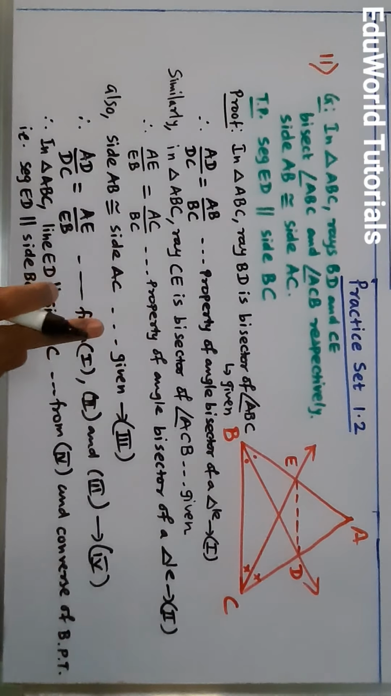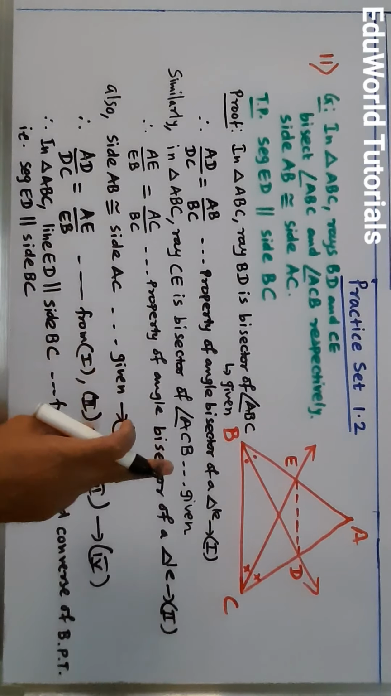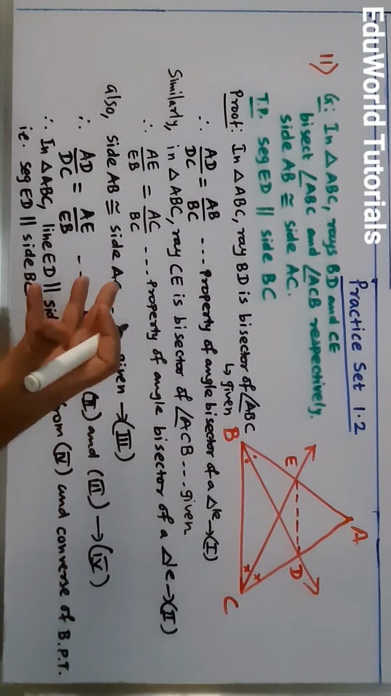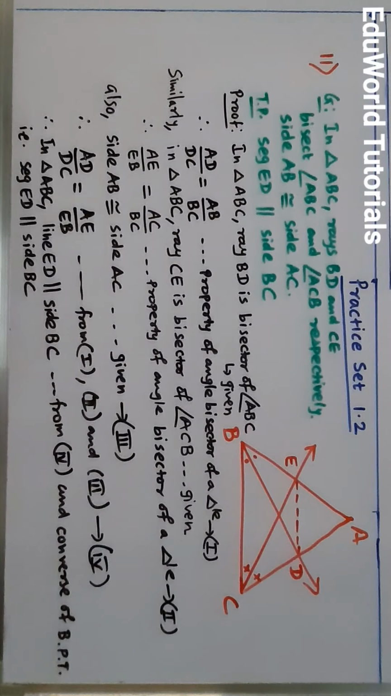The 10th sum is based on the basic proportionality theorem and the converse of the basic proportionality theorem. This sum is based on the angle bisector property. Very simply these sums are solved. You must try these sums by yourself. Before you see this video, you must try. So this is the end of exercise 1.2.